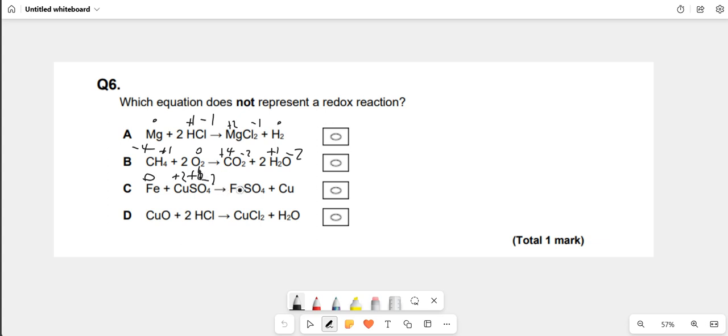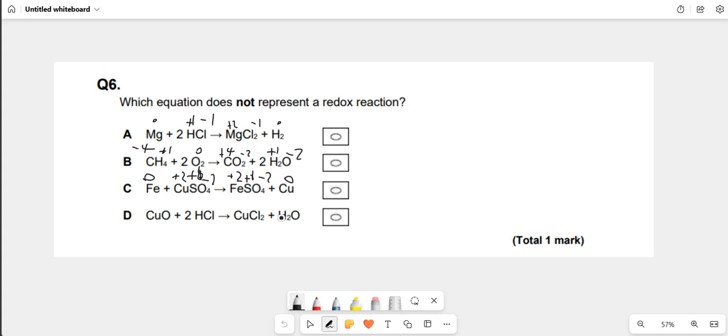Then FeSO4. Again, the sulfate would be negative 2, that's negative 8, and Fe will be plus 2. So plus 2 and negative 8, to balance that I need to add 6, so then it becomes equal again. And then Cu is 0. So this again is a redox reaction, because Fe went from 0 to plus 2, so it got oxidized. Cu went from plus 2 to 0, so it got reduced. And S didn't change, and O didn't change.